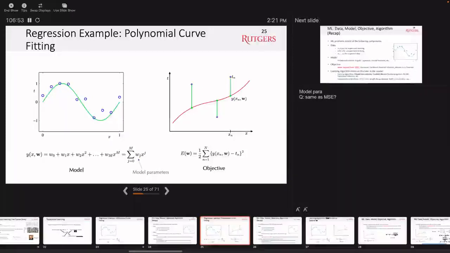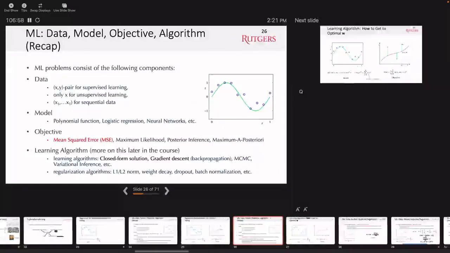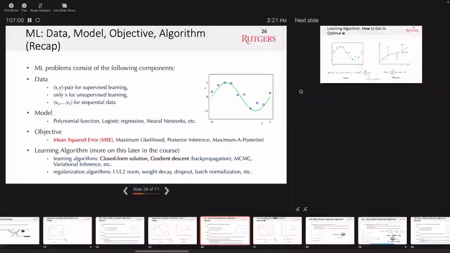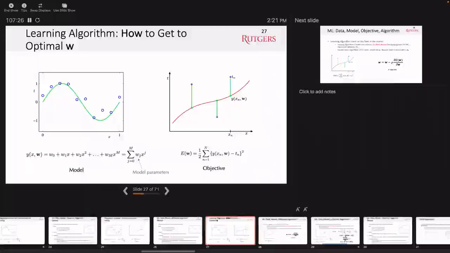And now we have the third component of our model. We choose some variant of MSE as our objective function. Now the next question is, how do we minimize the objective function? This is mean square error, so we want to minimize the error. So how do we find the W that can minimize the error? We need a good learning algorithm. So how do we do it?